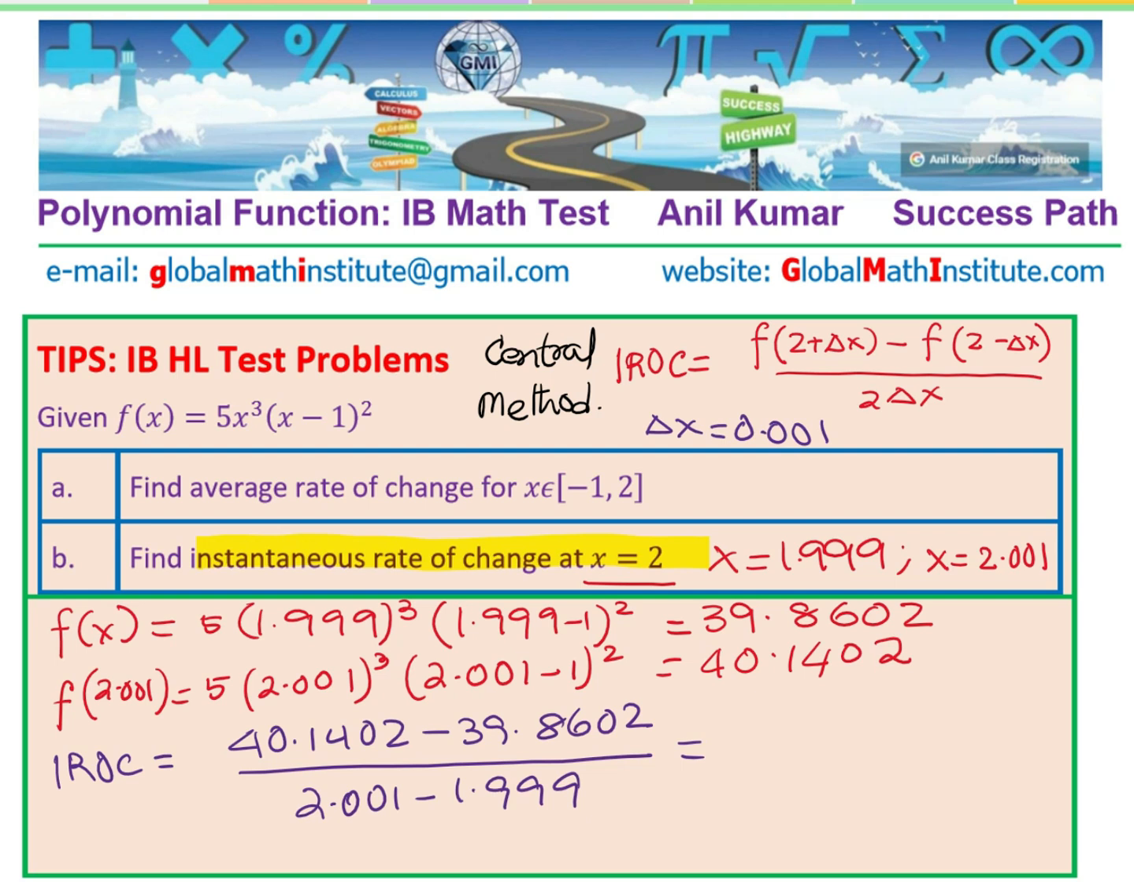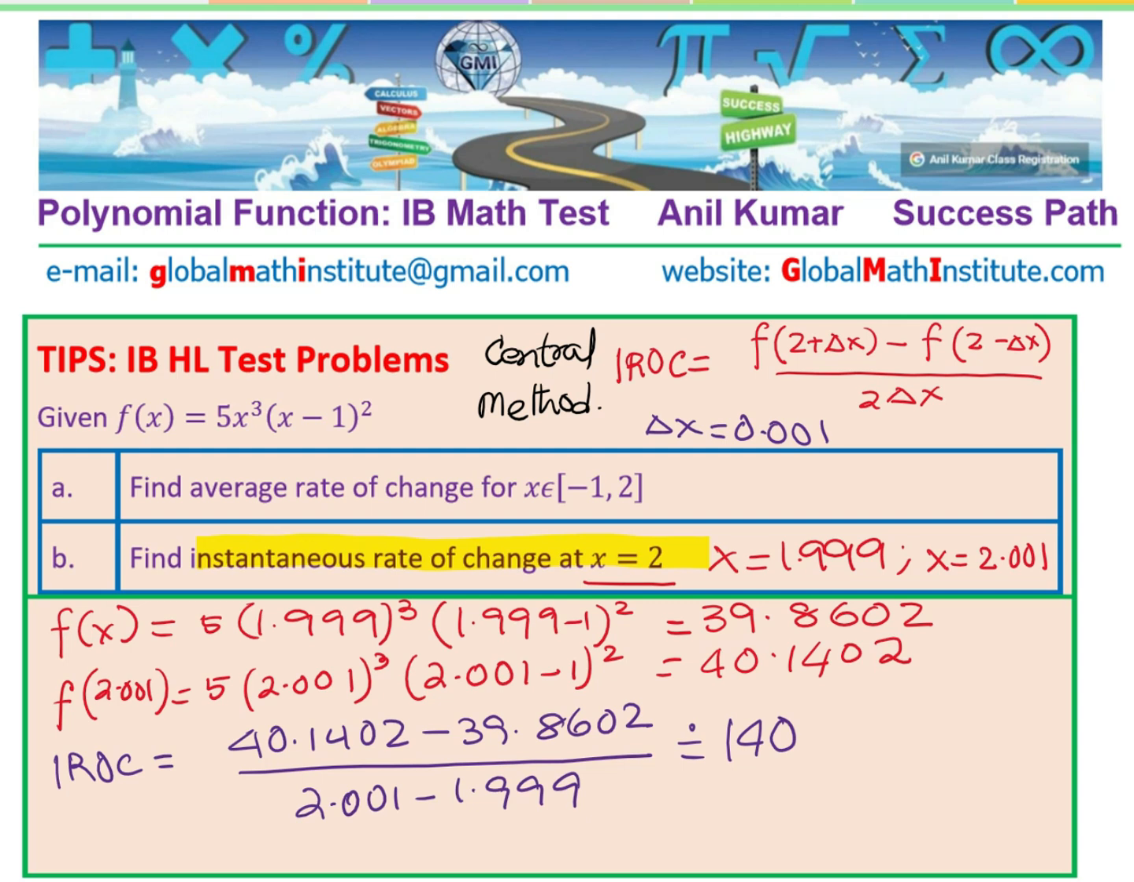Now let's calculate this. So we have 40.1402 take away 39.8602, correct? And this is going to be divided by 2.001 minus 1.999, put it in brackets, okay, and then calculate. So I get 139.99, so I'm writing this as 140 as our answer, correct? So we get the value as 140.